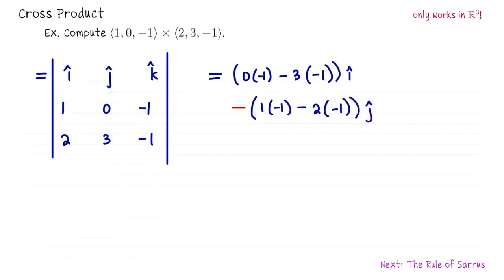And then lastly, for the third entry, we're going to cross off the row and column that contain the k vector, that third standard basis vector, and do this little 2x2 subdeterminant, but in the usual way. So we're not going to pick up a negative sign. We'll have 1 times 3 minus 2 times 0.